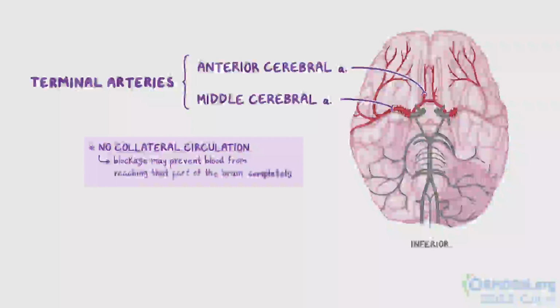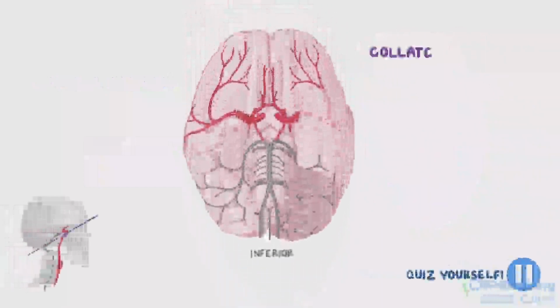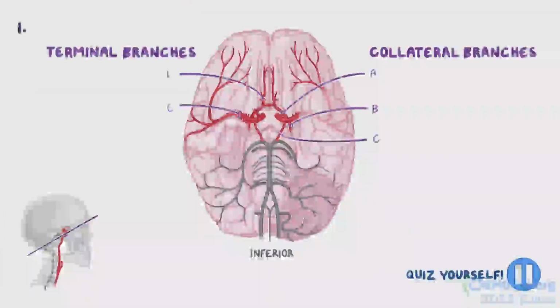Okay, that was a lot. Let's take a short break and see if you can recall the collateral and terminal branches of the internal carotid artery.